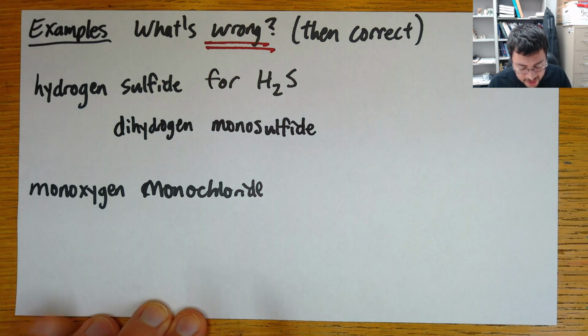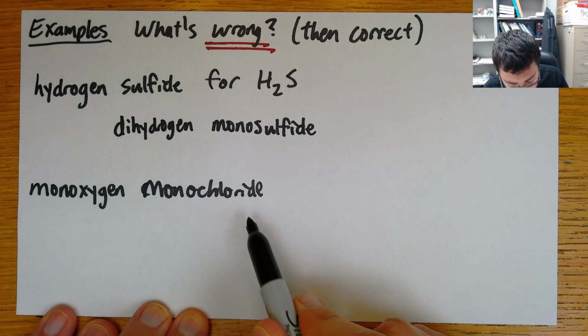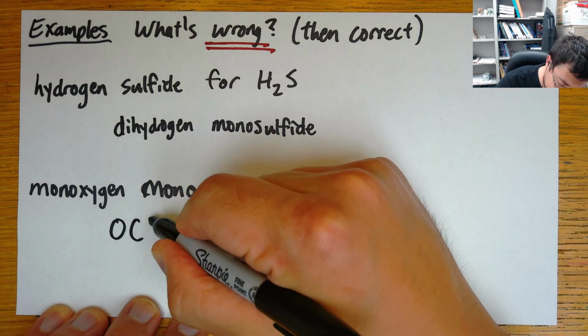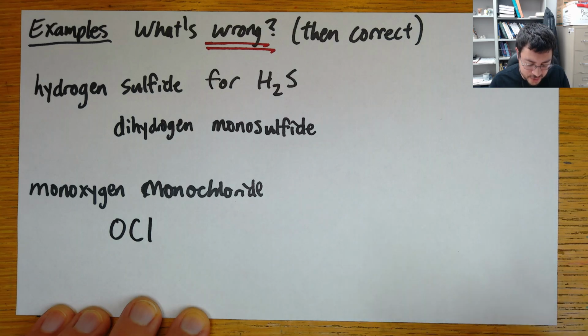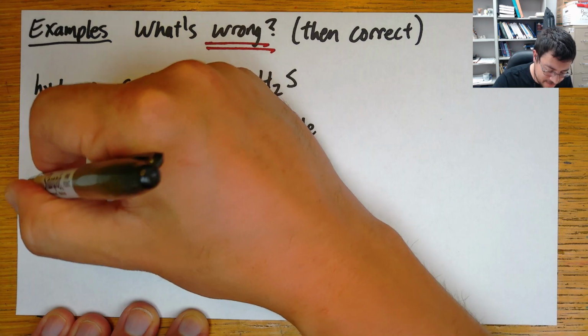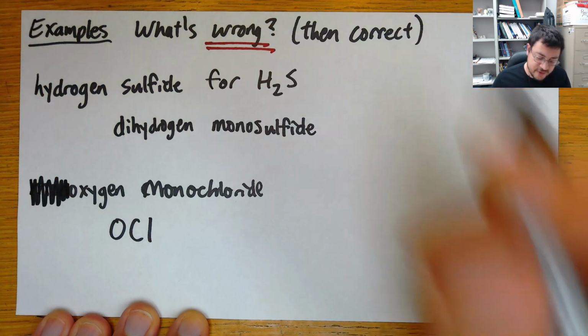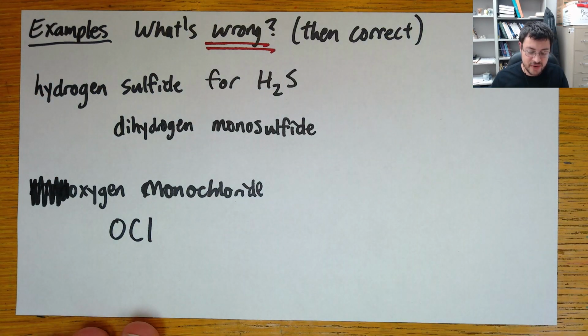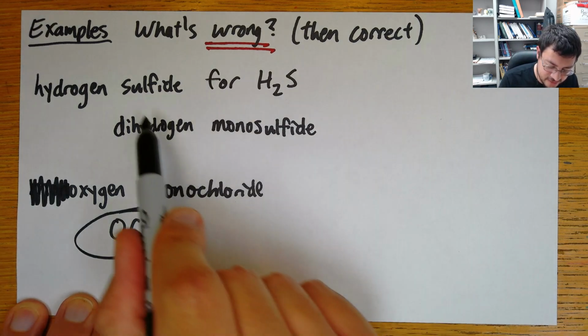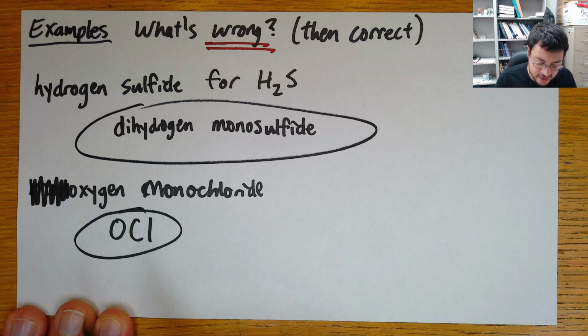All right, and then next one, monooxygen monochloride. Looks like someone's trying to come up with naming that sort of compound. So like we can figure out from that name that they probably mean this. But first element, if it's a mono, you don't write it. So that would be the correct formula or correct name for that formula.